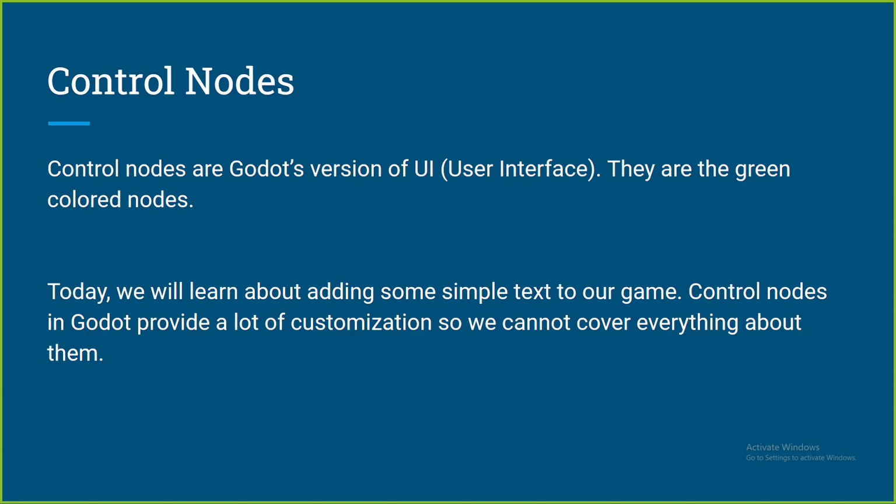So, control nodes are Godot's version of UI, short for user interface. That's like the buttons, the menus, the settings the player interacts with to change different things about the game, or even to display how much health the player has, or the health bars of enemies, that kind of thing. And today we're gonna be using that to add some simple text to our game.